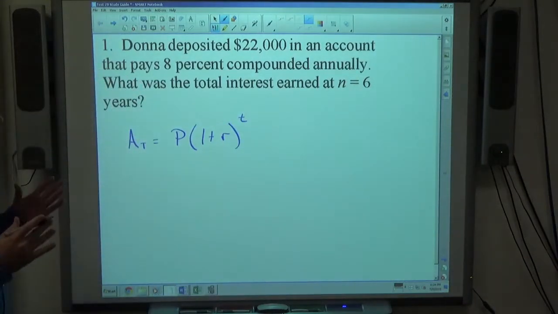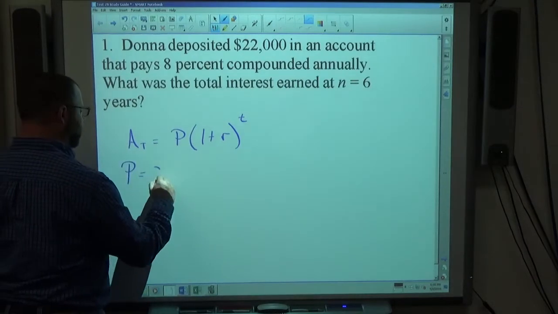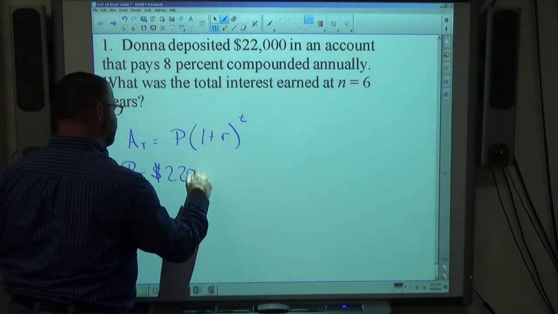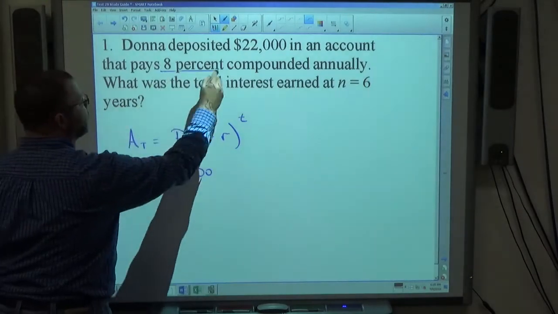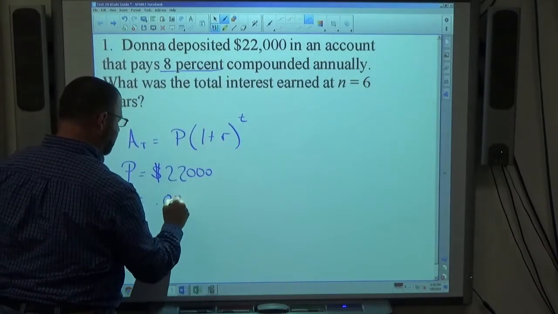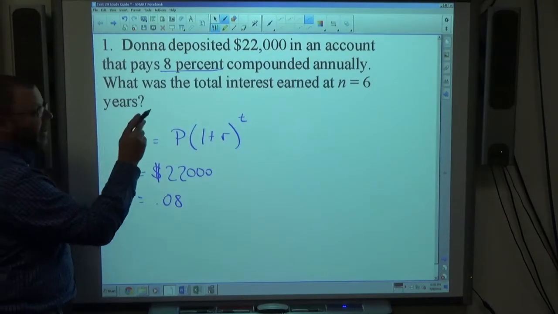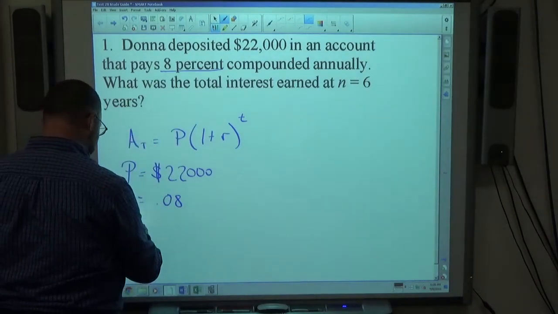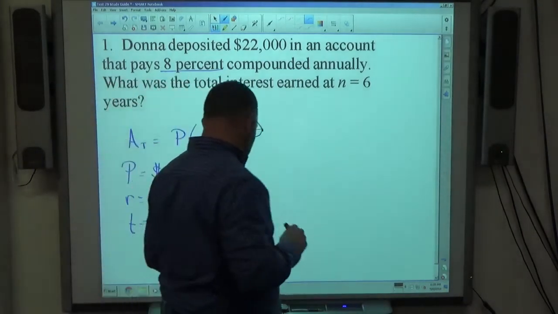So we're looking for those three values, the principal, how much money is invested, so in this case $22,000. And we're looking for the interest rate as a decimal, so it's 8%, so it's 0.08. Be very careful, it's 0.08, not 0.8. And then n equals 6 years. I'm using t, they used n, but it's the same formula regardless.